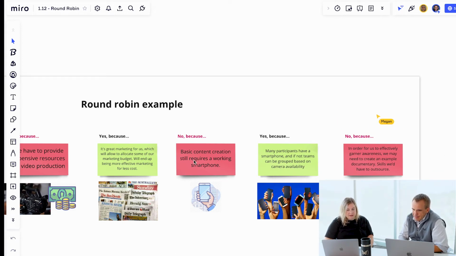in order for us to effectively garner awareness, we may need to create an example documentary, skills we'd have to outsource, right? So they've sort of gotten everything from it would cost too much money to we'd have to hire people, to people have smartphones and everything in between. So that ending place may be like, we've gotten all of the yeses and nos out on the table, that if I still really care a lot about this idea, I know what I have to sort of promote or support to respond to the nos. And I know some benefits from the yeses.